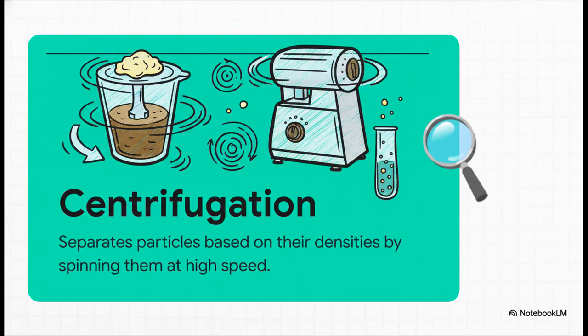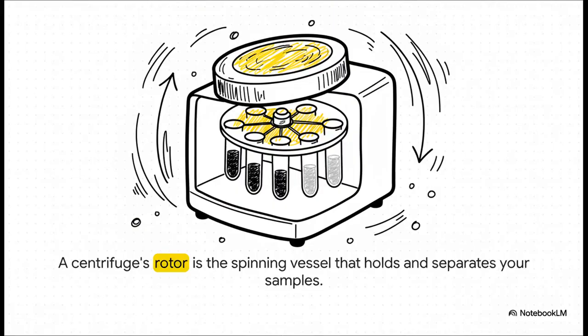You've seen this in your kitchen. When your mom makes ghee, she puts cream in the mixer and spins it super fast, right? And the heavy butter separates out. Centrifugation is exactly the same idea. We just spin things really, really fast to separate them based on how heavy they are. And this is the machine that does it.